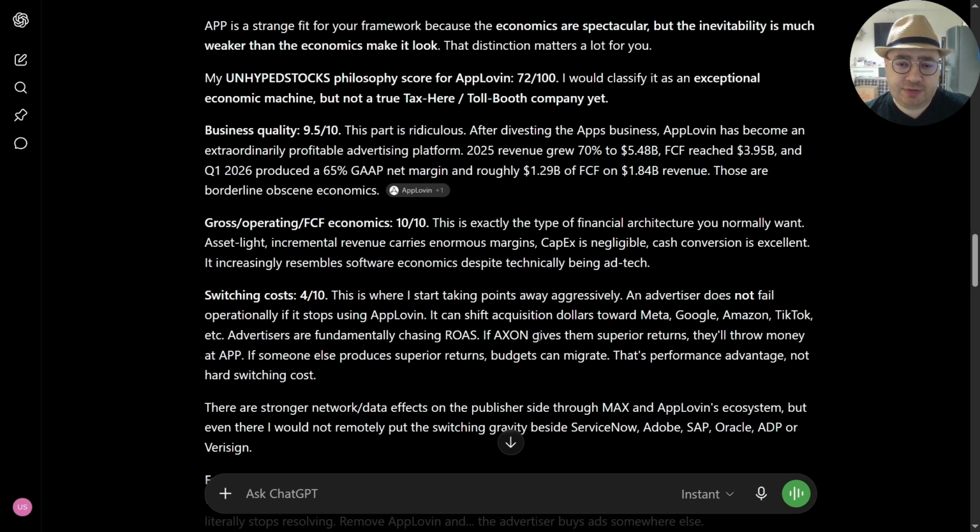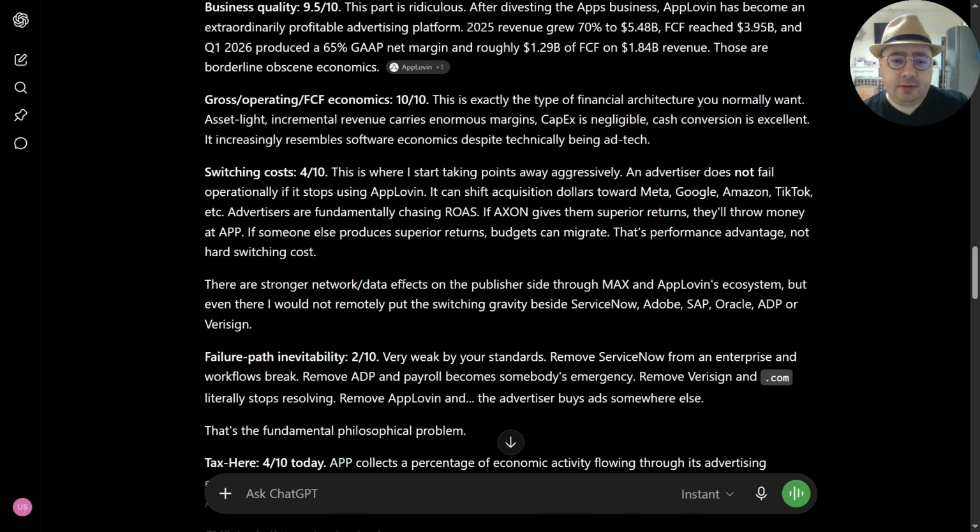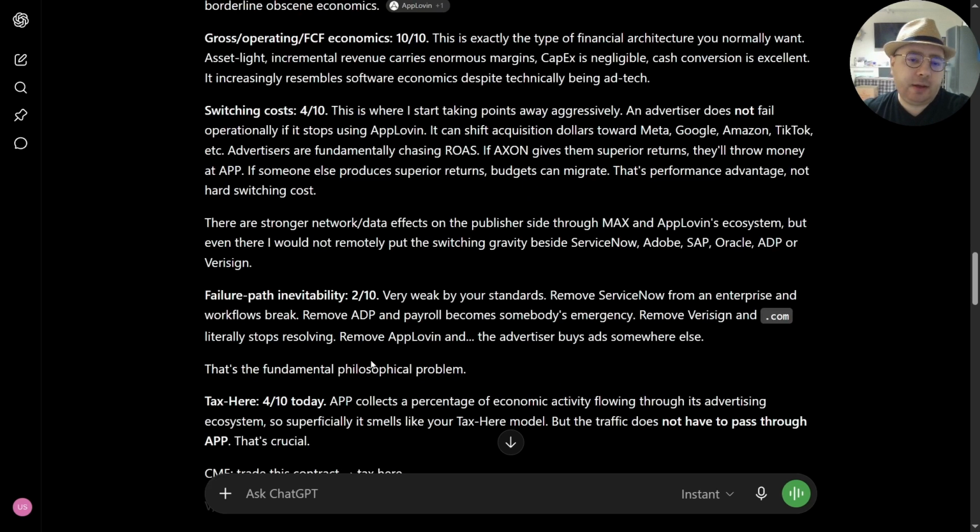Switching cost, 4 out of 10. Not happy about that. It can shift acquisition dollars to Meta, yeah. So as an advertiser, I can buy whatever. I can use whatever advertising platform gives me the most value for my dollar. So if I acquire more customers through Meta and Instagram and Facebook rather than AppLovin, then I'm going to use Meta. I'm not going to have any switching costs. I might use all of them at the same time and just see which is better for me as a business, and then go with the one that gives me a higher return on my investment. There are stronger network data effects on the publisher side through Max and AppLovin's ecosystem. Yeah, failure path inevitability, 2 out of 10, makes a lot of sense.